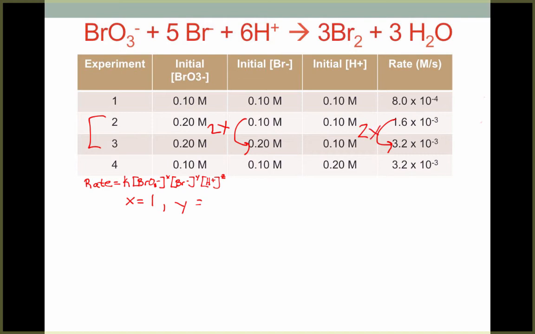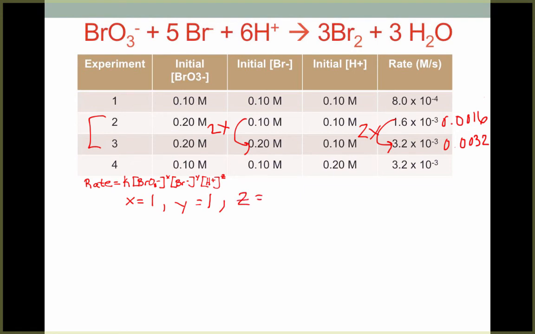Again, write it out in standard form if you need to see it. So we have 0.0016 and 0.0032. 16 and 16 is 32. Again, since we have a directly proportional relationship, our order for Br minus is 1, so y equals 1.